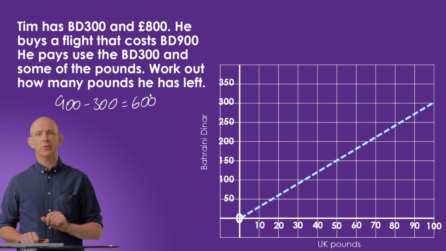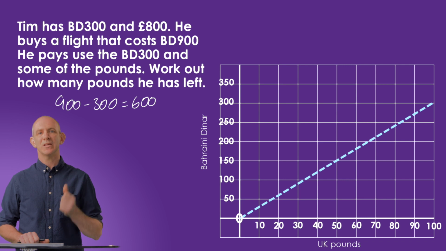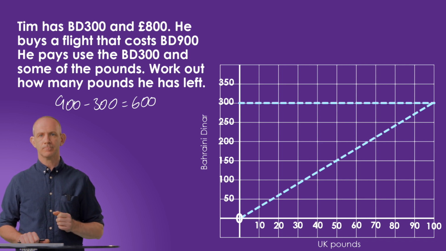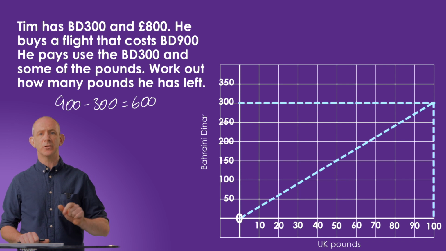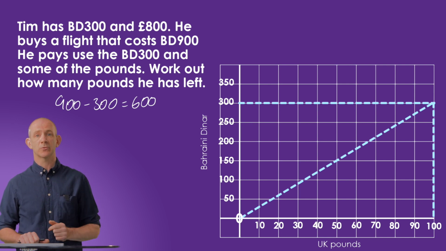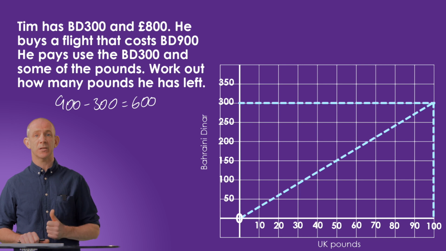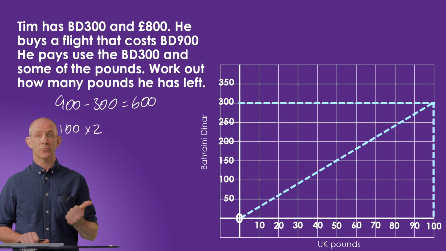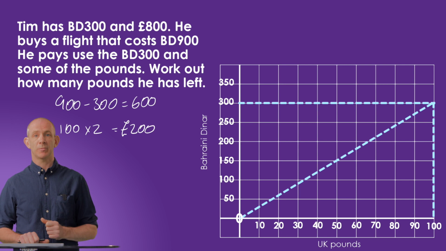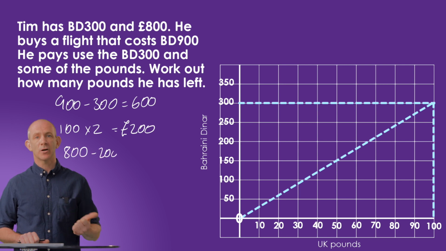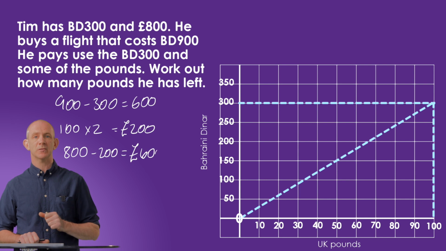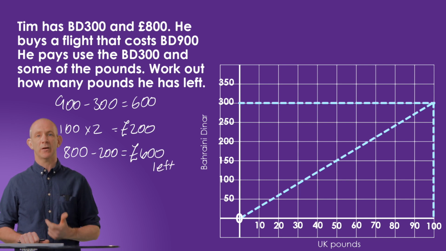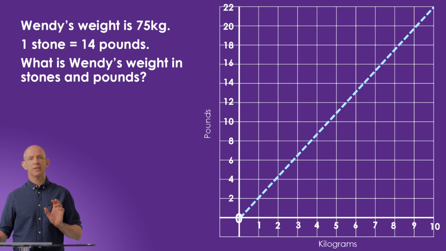We want to convert the pounds to dinar, and choose the largest amount on the scale, which will easily go into 600 dinar. We can see that 300 dinar is included in the graph, and that it equals £100. As 2 times 300 equals 600, we know that the rest of the price will be 100 times 2 and give £200. As he started with £800, we can subtract 200 from it and state that he will have £600 left.